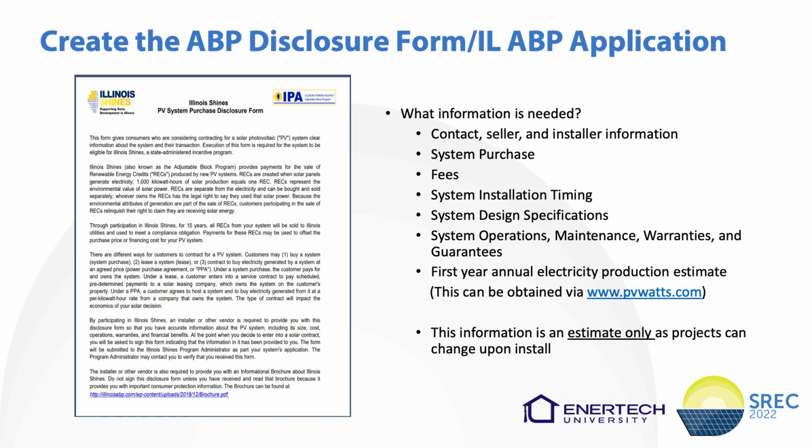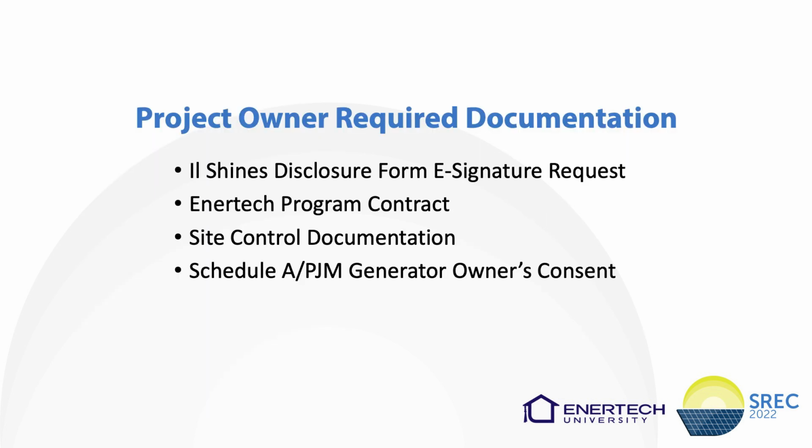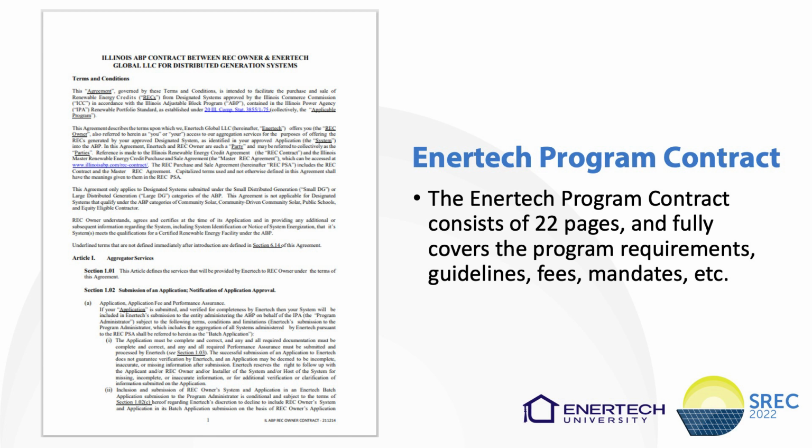So the application itself, once it is created, will give you a further insight into what the customer could potentially receive for their project. The project owner required documentation consists of the Illinois Shines Disclosure Form, e-signature request, the Enertech program contract, the site control documentation, and the Schedule A PJM generator owner's consent form. These documents will be required in order to be able to batch the project once we have the Part 1 information completed. Let's take a look at the Enertech program contract.